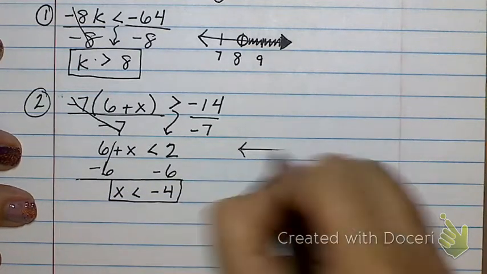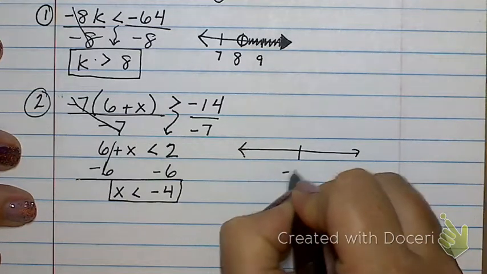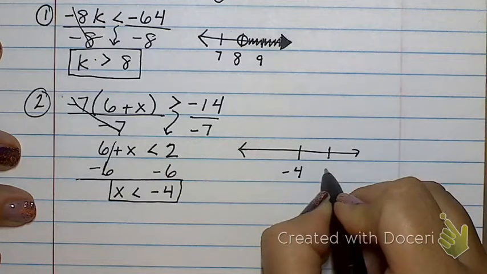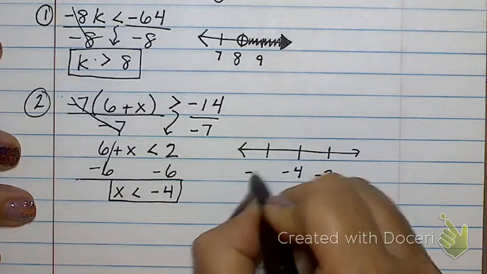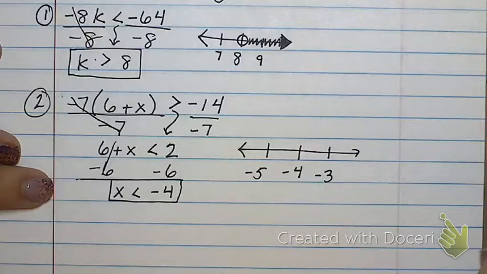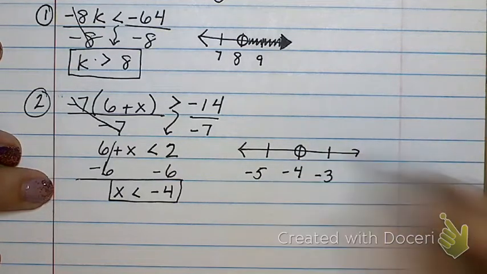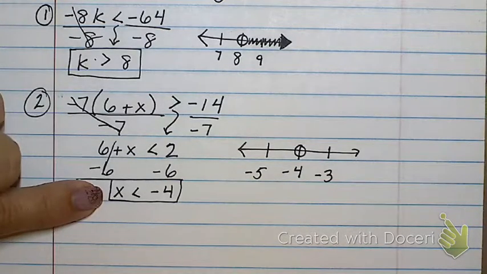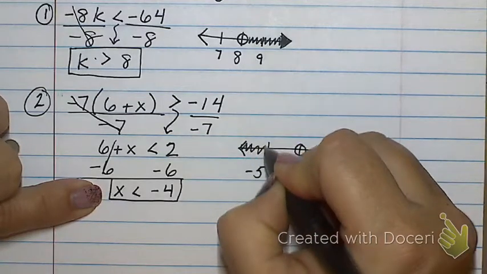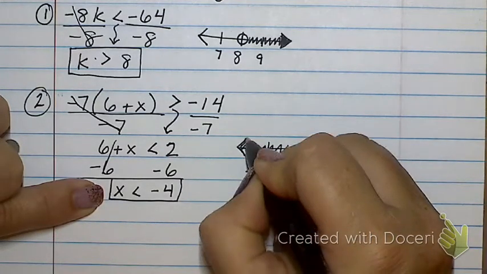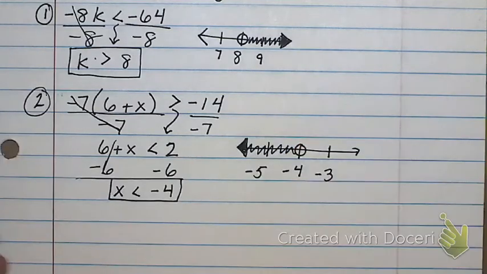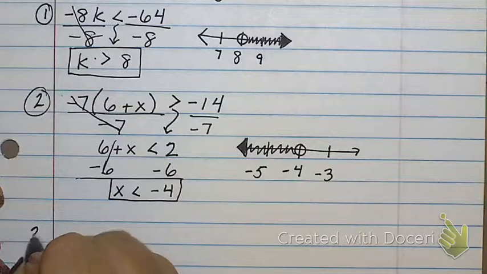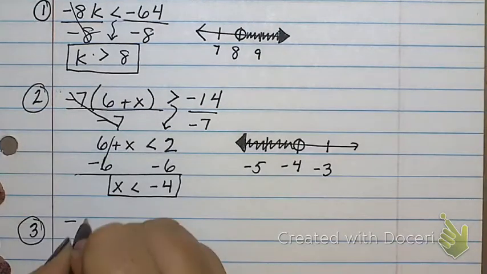And now if I graph this, my important number in the middle is negative 4. What number would be just to the right of negative 4? Negative 3. And just to the left? Okay, open or closed circle on negative 4? Open. And what direction am I going to shade? If x is less than negative 4, I'm going to shade to the left. These are all the numbers. Less than is to the left. So? Okay. How about this one?